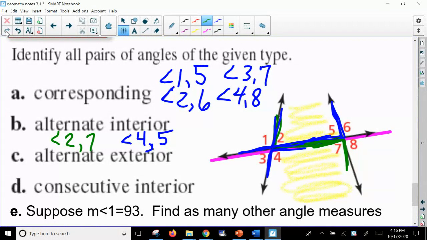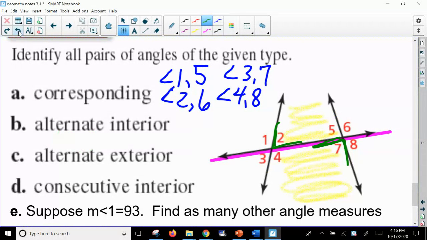Okay, get rid of that. Uh-oh, what'd I do? Undo. Dang it. Let me write it again. Okay, so we said angle 4 and 5, and also angle 2 and 7 are alternate interior angles.